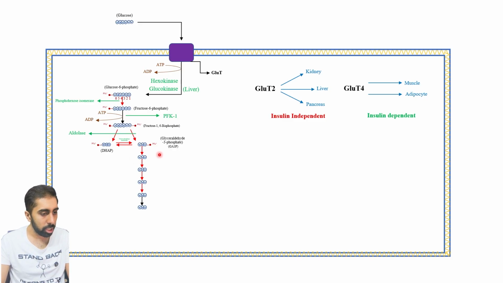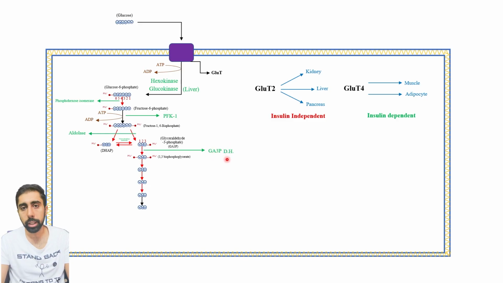In the next step, the GA3P molecule, this 3-carbon molecule, turns into another molecule, and it has another phosphate group. This new molecule we call 1,3-bisphosphoglycerate. The enzyme in this step is called glyceraldehyde 3-phosphate dehydrogenase. Remember, whenever we have a dehydrogenase enzyme, it means that an electron transporter, NAD+ or FAD, is used in the step.